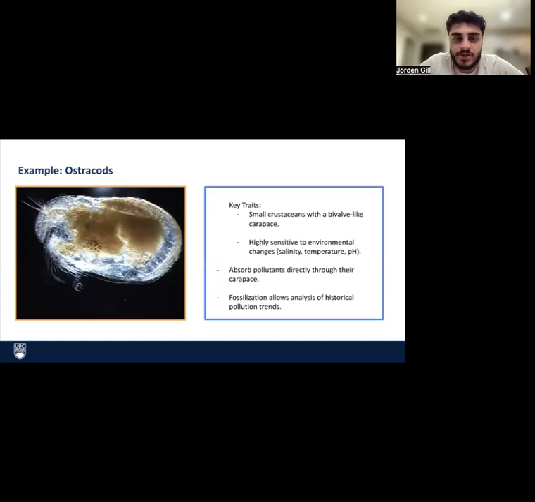One remarkable feature about ostracods is their ability to preserve chemical evidence of pollutant exposure within their carapace. Unlike many bioindicators, ostracod fossilization provides researchers with a historical record of environmental conditions. This means that they can be used not only to monitor current pollution, but also reconstruct past hydrochemical changes within water quality. And this will allow them to understand long-term ecological trends.